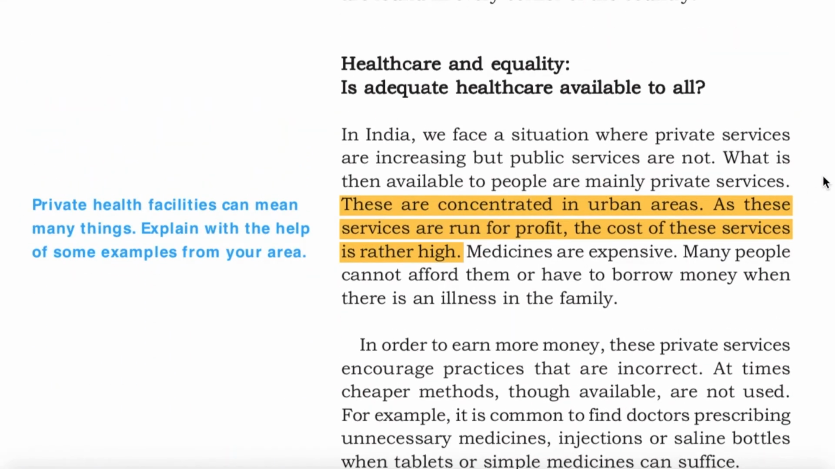Healthcare and equality. Is adequate healthcare available to all? In India, we face a situation where private services are increasing but public services are not. What is available then to people are mainly private services. These are concentrated in urban areas. As these services are run for profit, the cost of these services is rather high. Medicines are expensive. Many people cannot afford them or have to borrow money when there is an illness in the family.